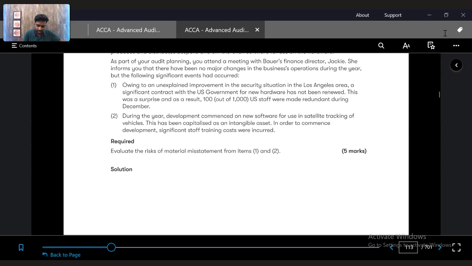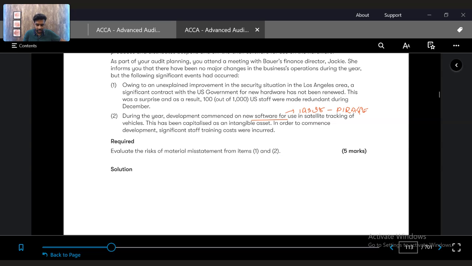The second one is, during the year, development commenced on a new software for satellite tracking of vehicles. This has been capitalized as an intangible asset. In order to commence development, significant staff training costs were incurred. So this risk relates to IAS 38 and software development cost. The software development cost needs to fulfill the standard IAS 38, which has specific criteria. The criteria have to be met if you want to capitalize any IAS 38 intangible assets, and only if the conditions have been fulfilled are we eligible to capitalize.